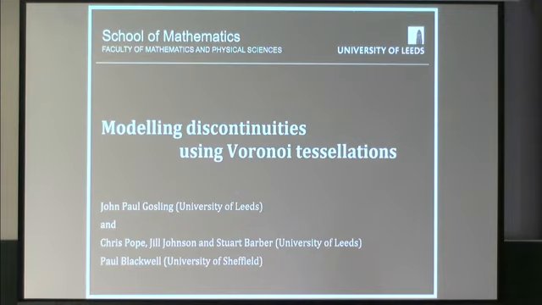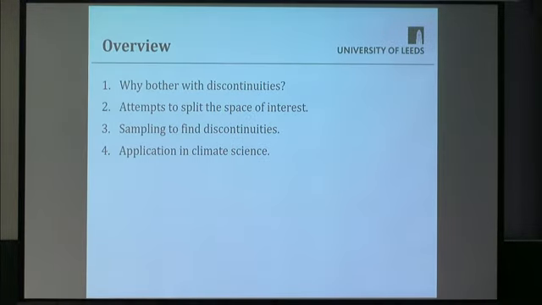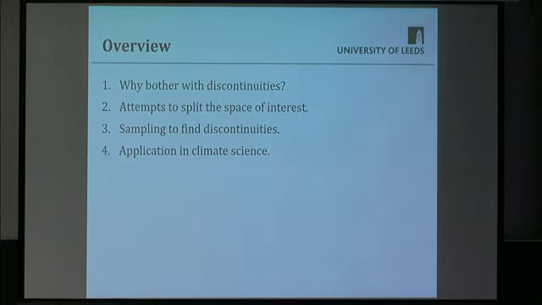So this is work talking very much about surrogate models and how to build a surrogate model where we've got particular features in the thing that we're trying to model. So in particular, we're looking at discontinuities in some kind of spatial field or over some kind of input space, and we're going to try and model these using Voronoi tessellations. So we're going to go on and start with why do we bother with discontinuities?